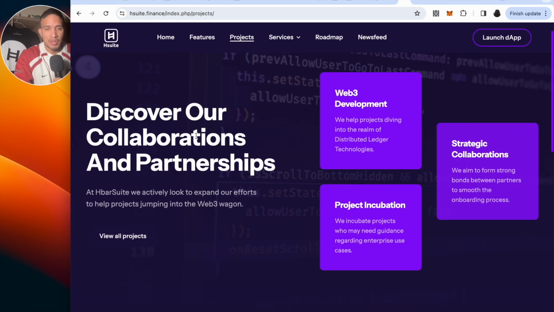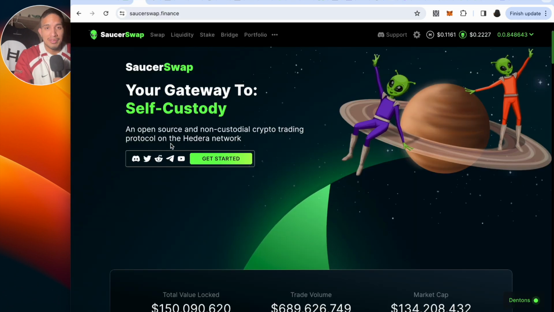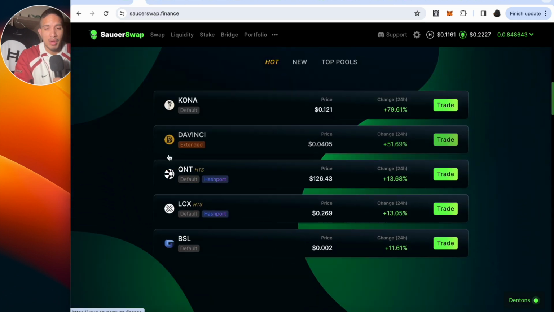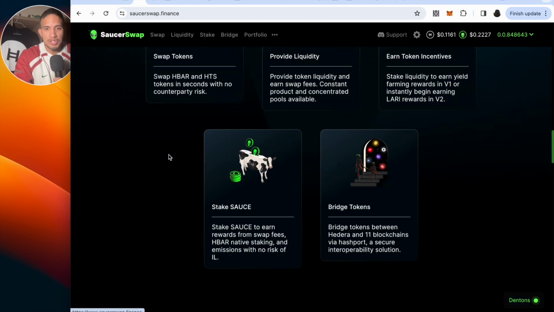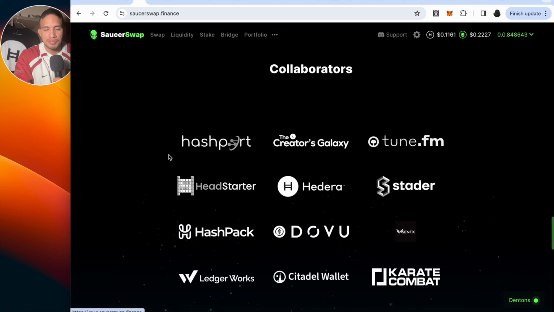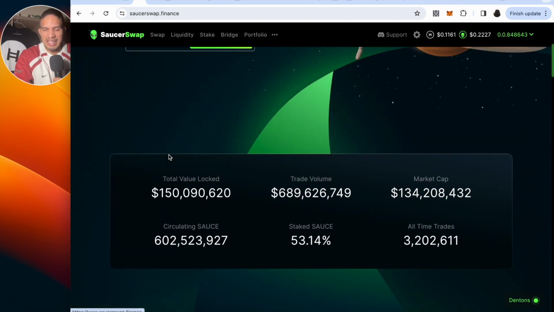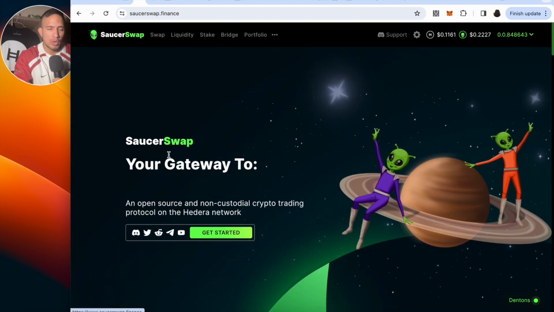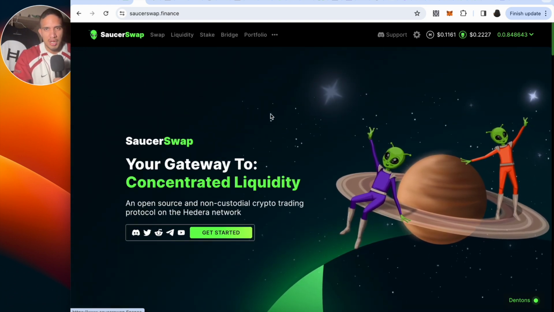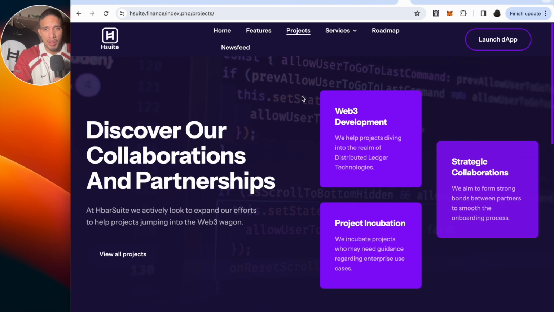So you can discover the collaborations and partnerships. By the way, SAUCERSWAP has it as well on the main page. If you go down lower, you can see the features and you can see the collaborators and partners. SAUCERSWAP has that in the front of the front page. So you can see that on HSUITE as well.